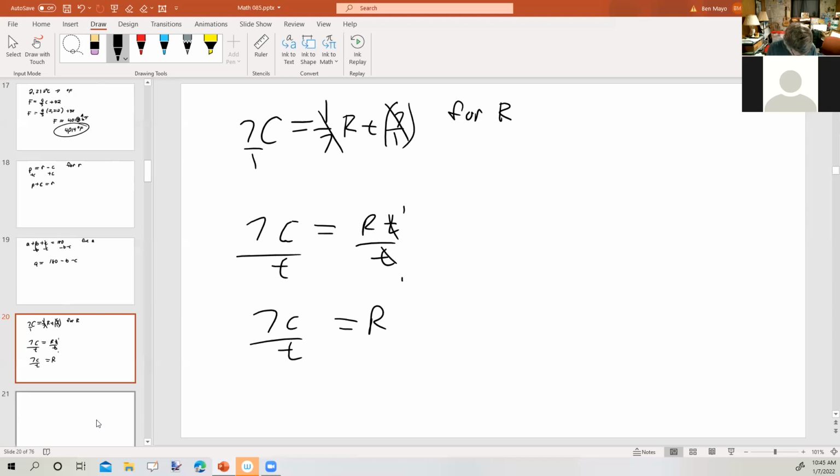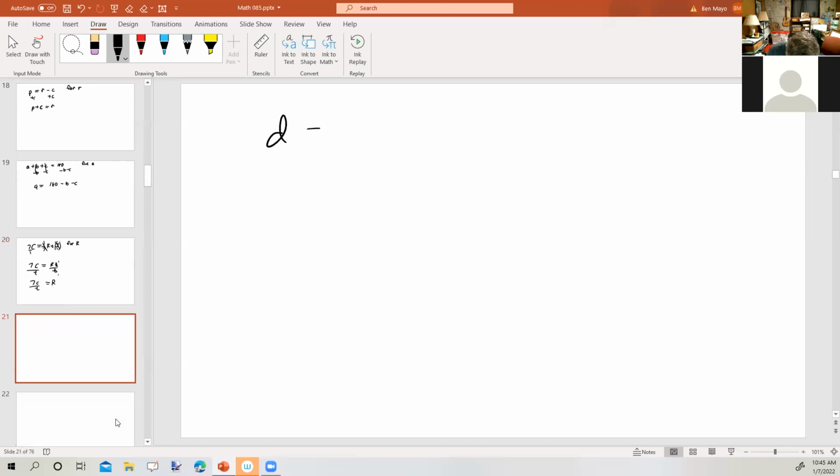Let's see here. D equals RT. Solve this thing for T. We'll just divide both sides by R. So T equals D divided by R.